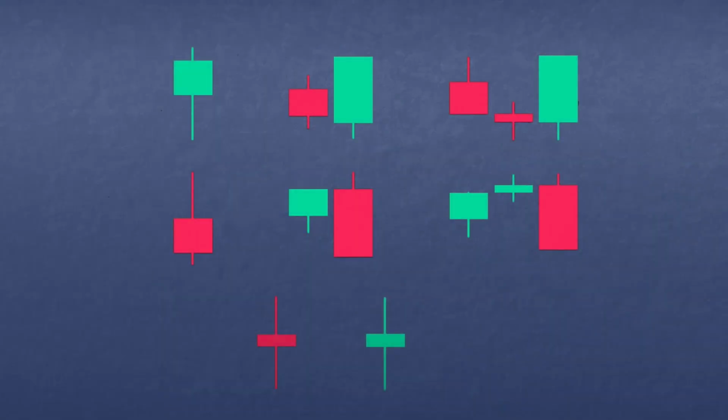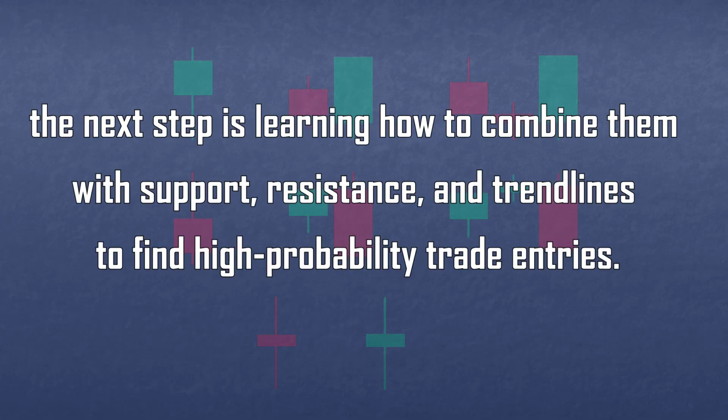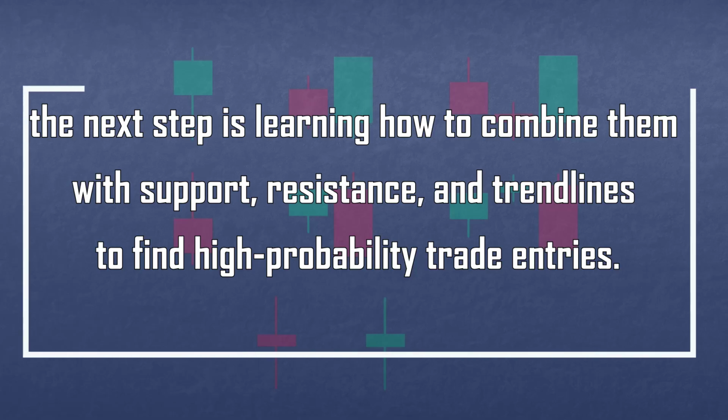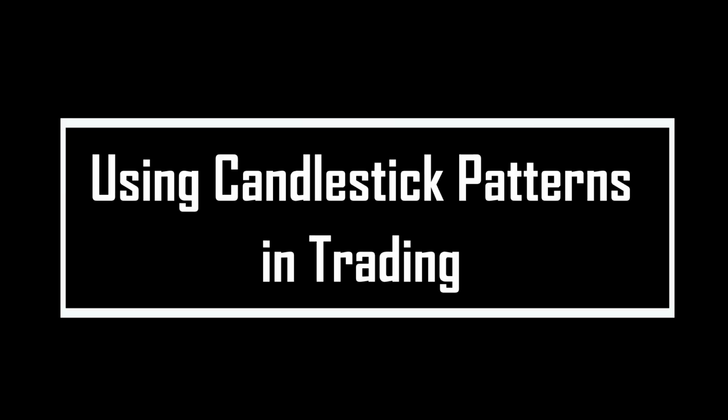Now that we've covered 7 key candlestick patterns, the next step is learning how to combine them with support, resistance, and trend lines to find high probability trade entries. Example: using candlestick patterns in trading.